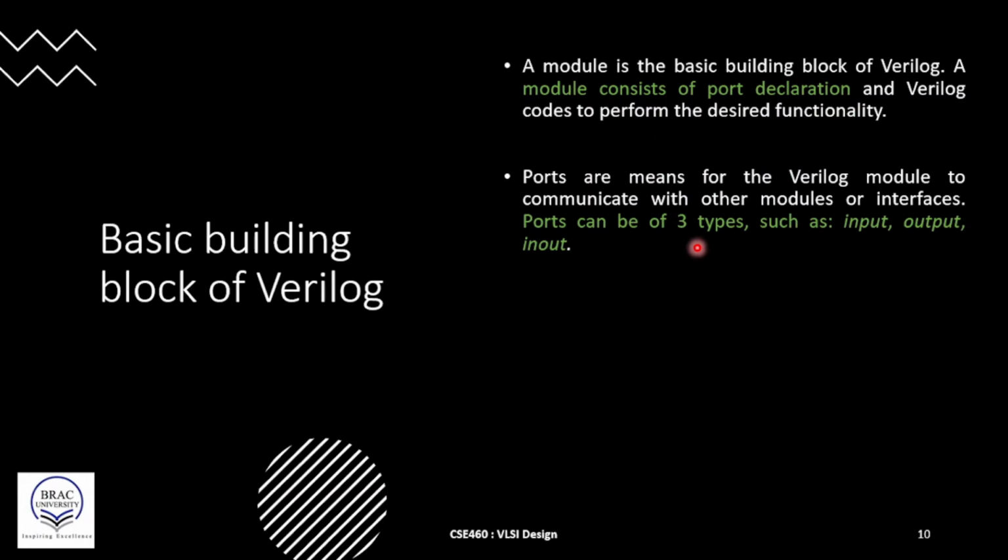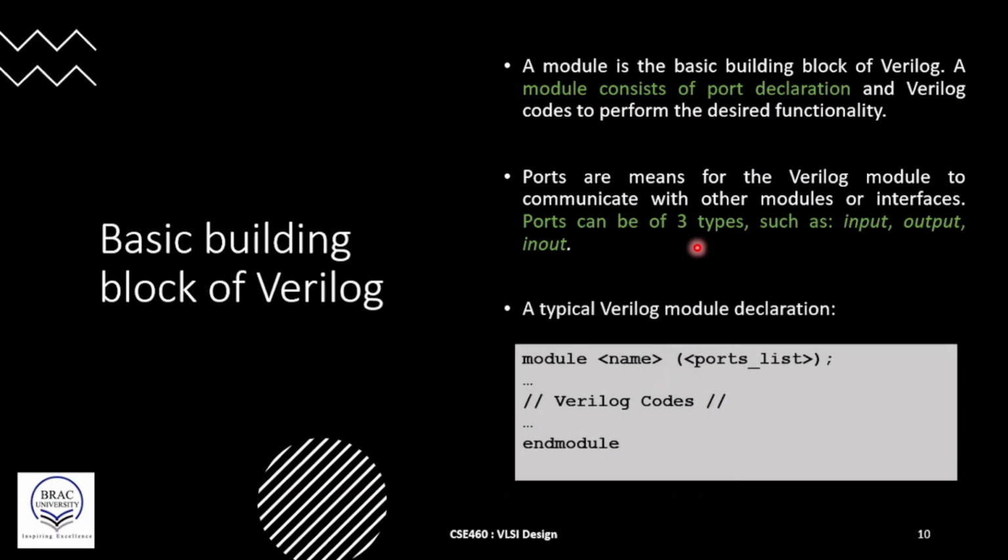There should be at least input and output ports connected to a module, but sometimes we also notice bidirectional ports, which are called the in-out ports. Here we can see a Verilog module declaration. It starts with the keyword module, followed by a user-specified module name and a list of all necessary ports. The module declaration must end with the endmodule keyword, and the logic operations are written in this middle region in Verilog.